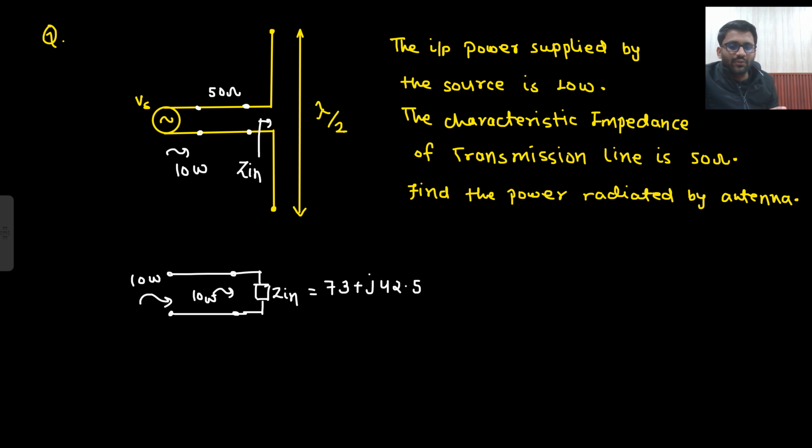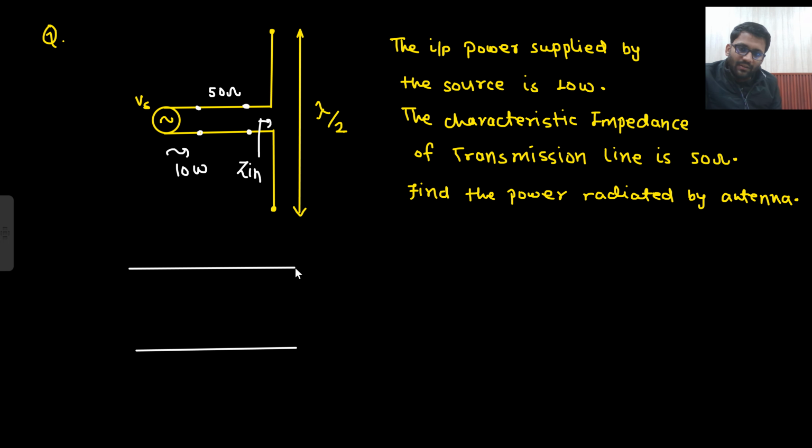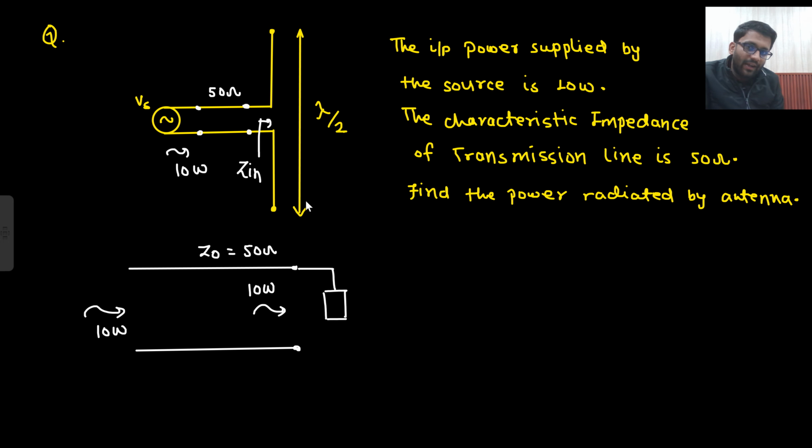I hope you must have understood the concept. Let me make the diagram better. We are solving the question. So this is our transmission line having, sorry, not intrinsic, having characteristic impedance of Z0, that is 50 ohm. From the source 10 watt power is coming. Since it is lossless, 10 watt power has reached here. But this 10 watt is not supplied to the load. What is our load? Our load is the antenna.